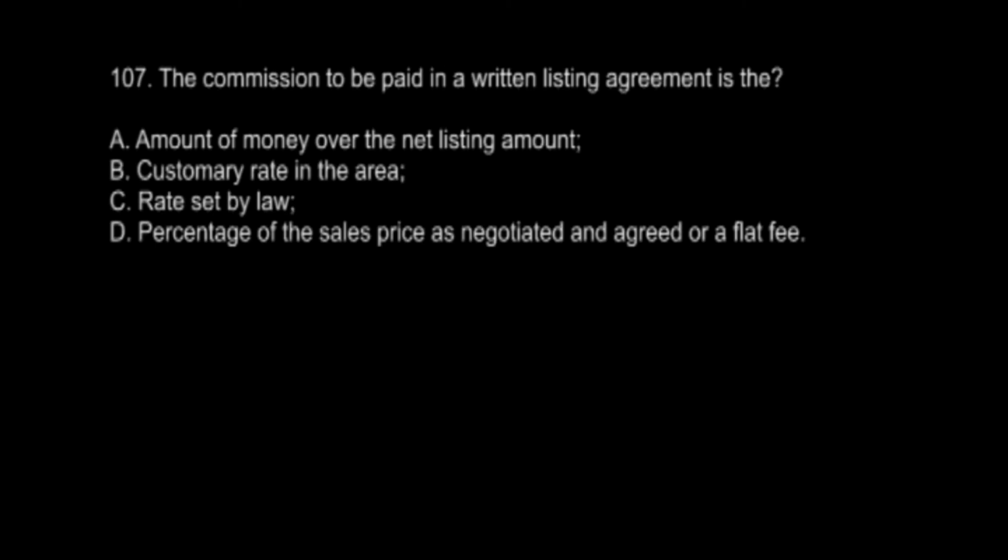107. The commission to be paid in a written listing agreement is the: A, amount of money over the net listing amount; B, customary rate in the area; C, rate set by law; D, percentage of the sales price negotiated and agreed, or a flat fee.